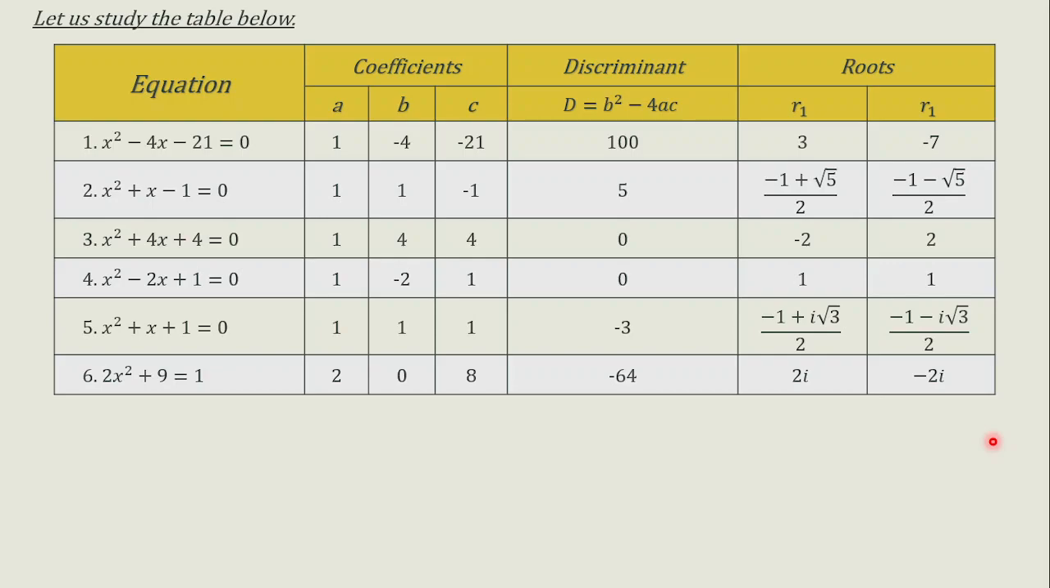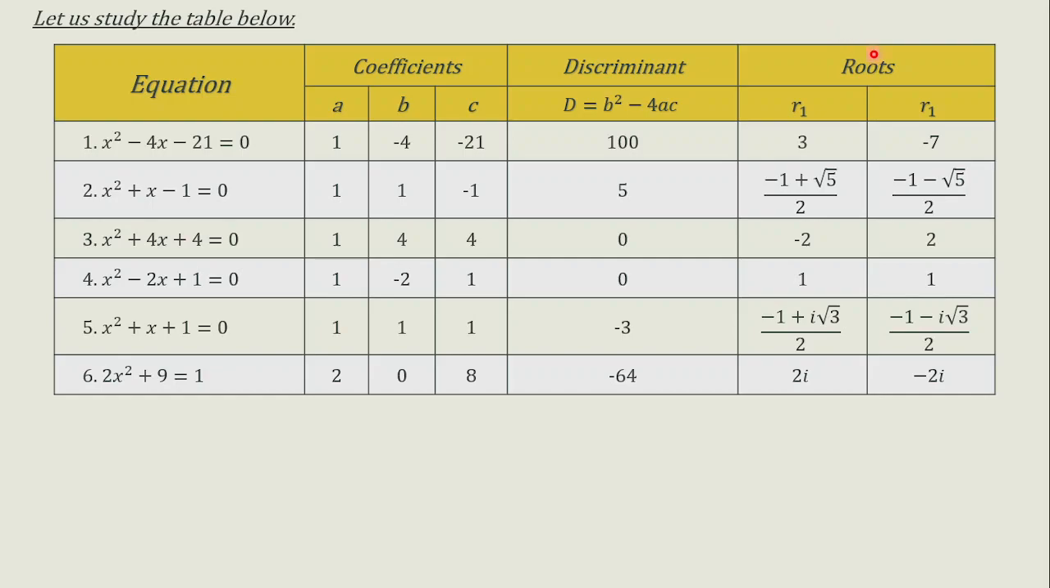In this table, class, if you notice, for column 1, we have the given equation. For column 2, we have the coefficients. The coefficients column has been divided into 3 other columns. The first column under coefficient is the numerical coefficient a. The second one is numerical coefficient b. And the third column is the numerical coefficient c. Then the next column is the discriminant, and under it is the formula for finding the discriminant.